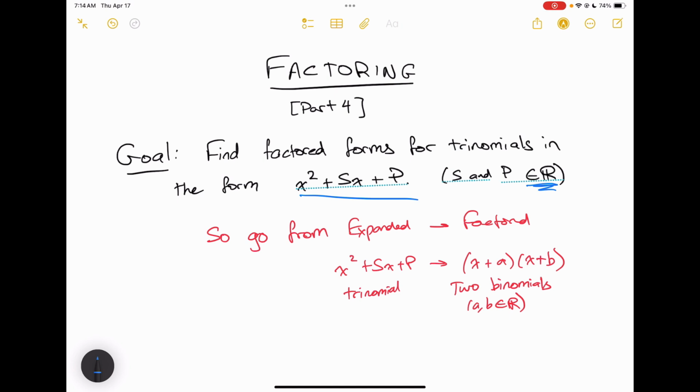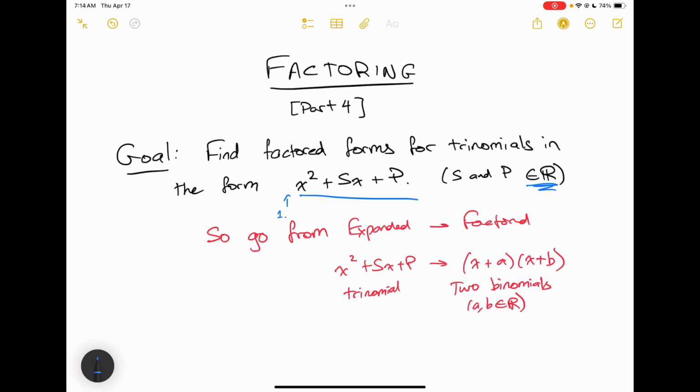Teach that to someone as a party trick. It's important to know that this won't work for every single trinomial you'll ever see. It only works whenever what we call the leading coefficient is 1. So when you look here at just x squared plus sx plus p, the coefficient on x squared is 1. We just don't see it. Whereas s and p are actually any real number.